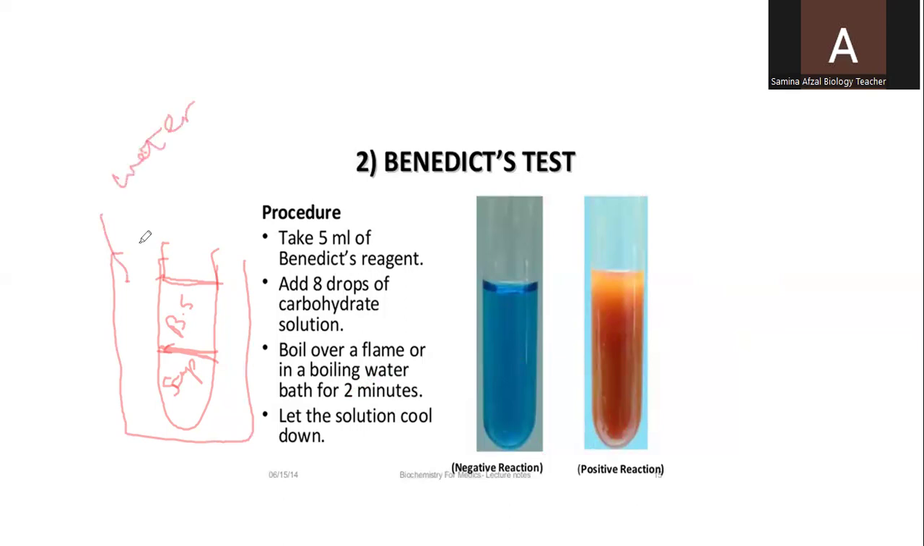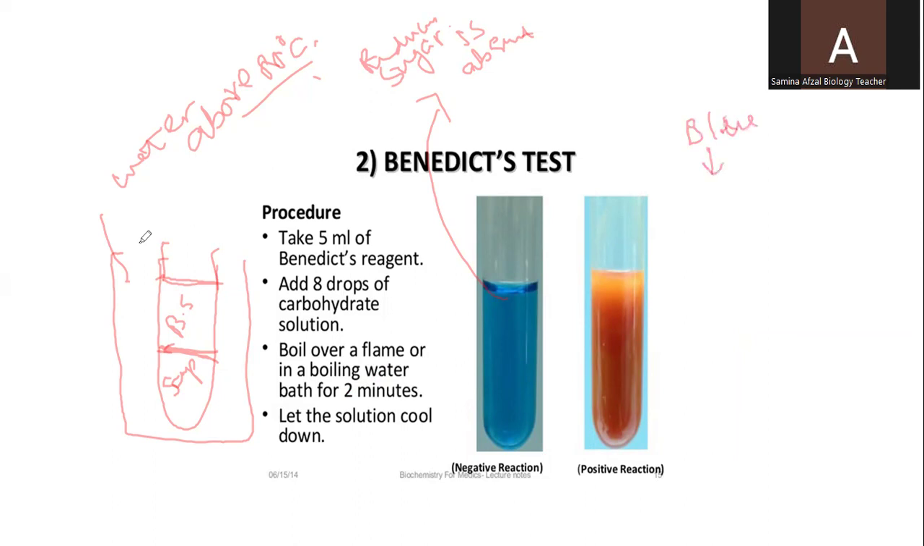Then you will heat the sample and Benedict solution in a water bath, and the temperature should be above 80 degrees centigrade. If it remains blue, it means reducing sugar is absent.